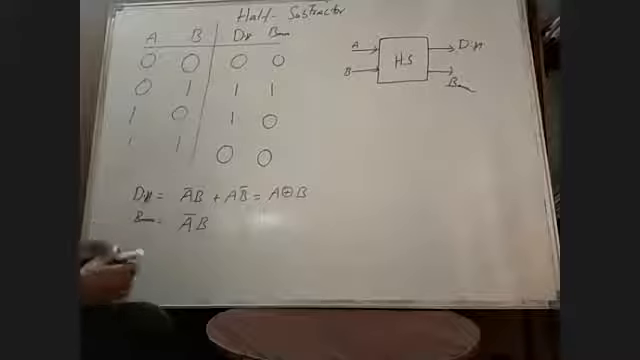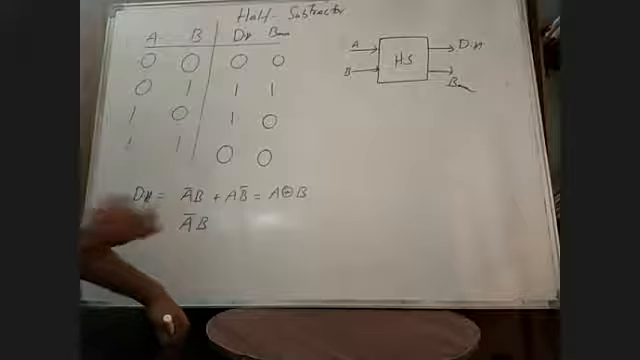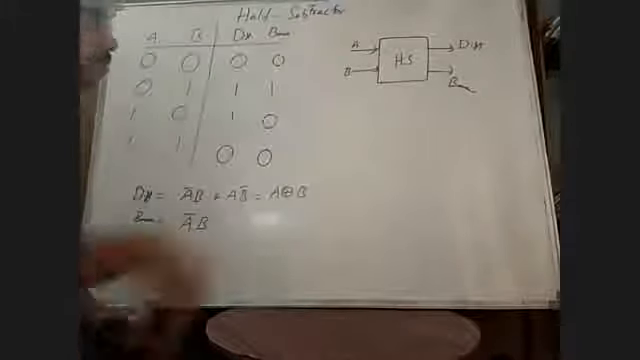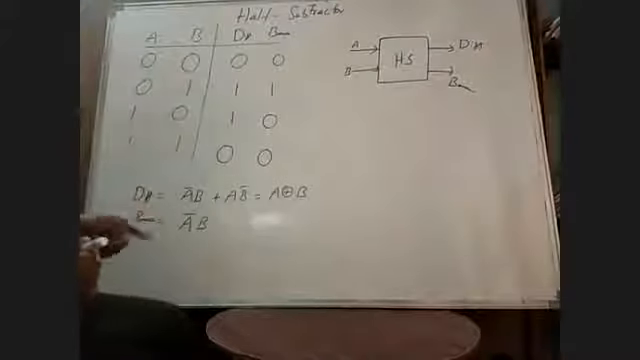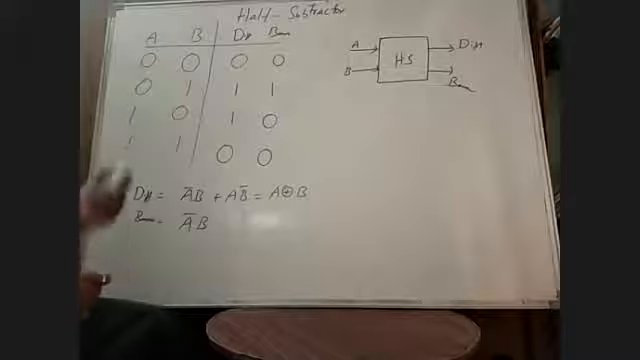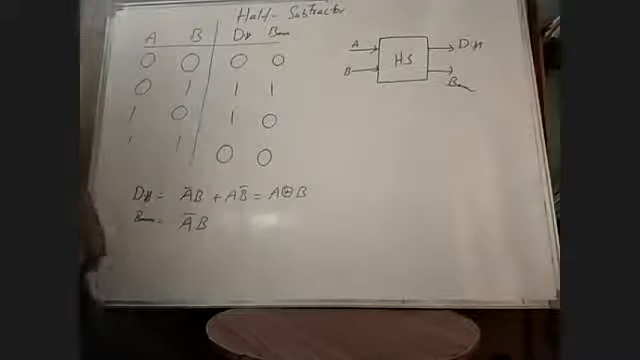Now we need to draw the circuit diagram using basic gates, using XOR gate and AND gate. Now we will see. First I will draw using basic gates. Note this one.